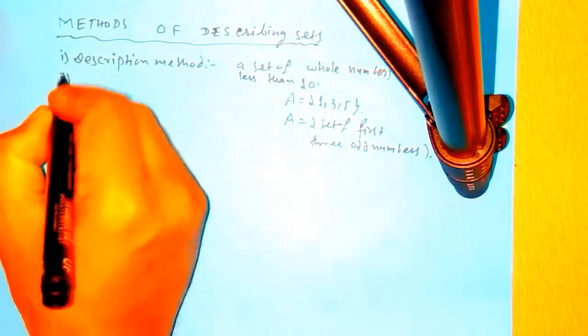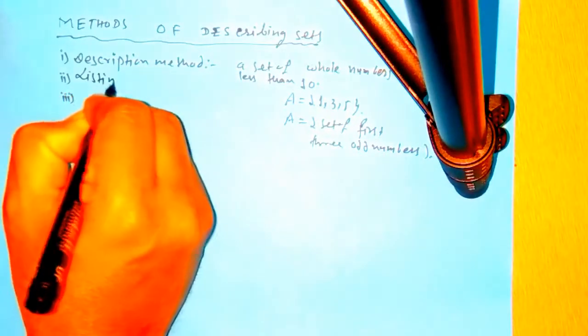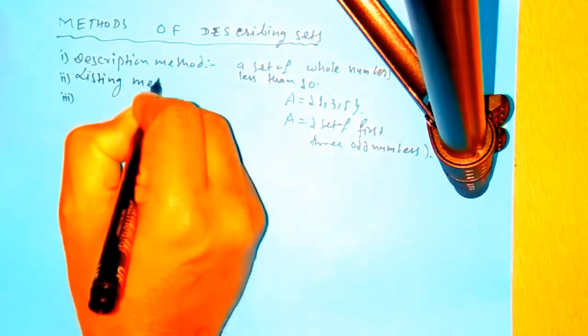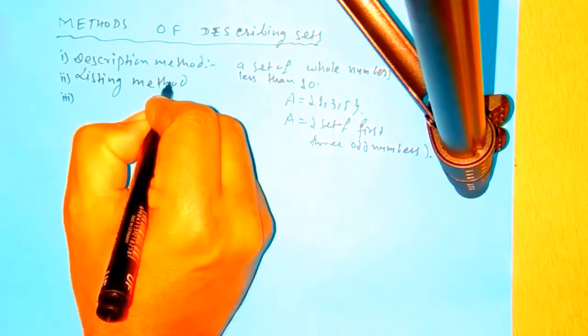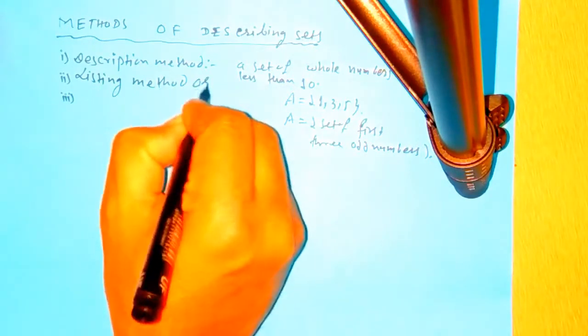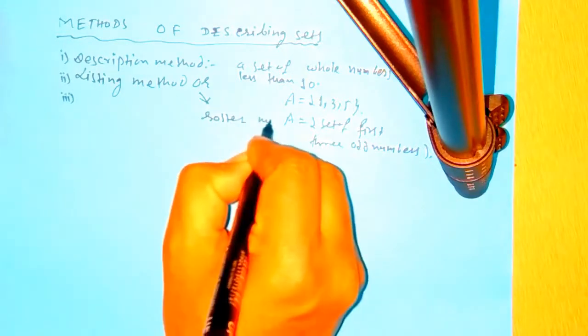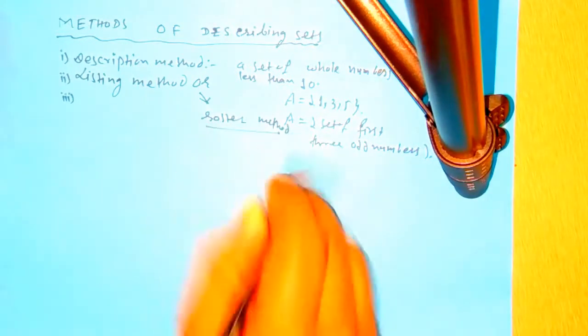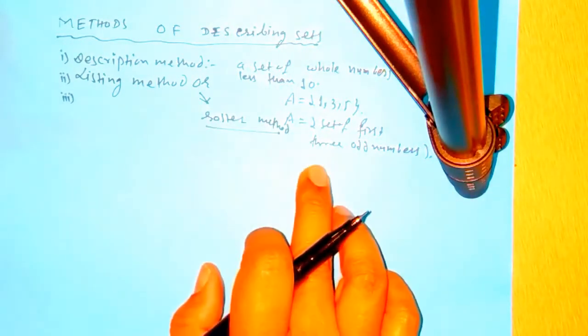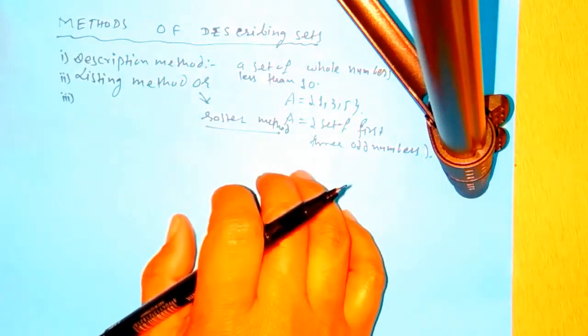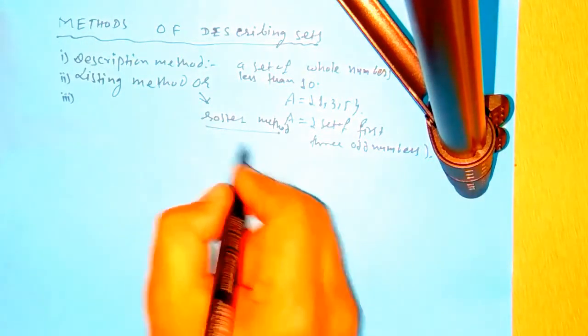So next is the listing method, or roster method. So listing or roster method means we list the elements of the set.